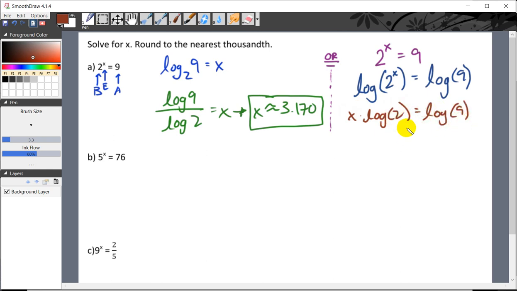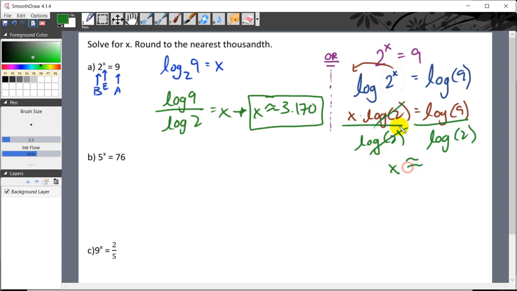One way to think about it, these parentheses here, you don't have to worry too much about them, and you can literally just bring this down. Then we can go ahead and solve for x. We divide by log of 2, so this will cancel, and x is going to be approximately whatever we have here. So it's going to be 3.170. That's the way that you can do that.